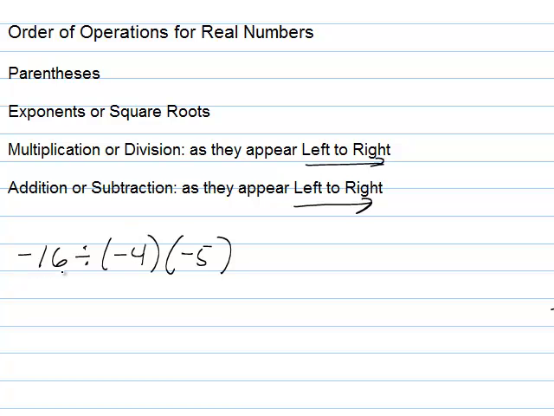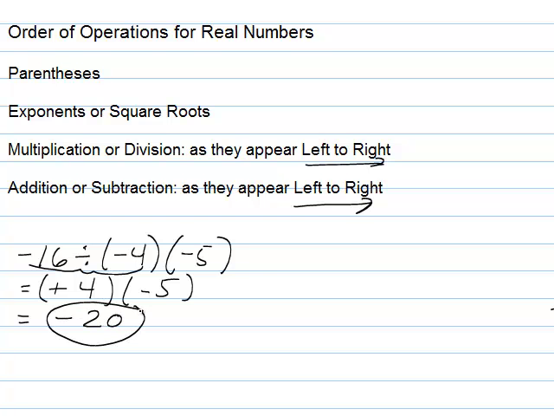So we start here, negative 16 divided by a negative 4. That gives me two negatives, gives me a positive. 16 divided by 4 will give me a positive 4. That's what these two combine to be. And then we multiply that by a negative 5. And so in the end this will equal negative 20. Negative 20 is the solution to this problem.